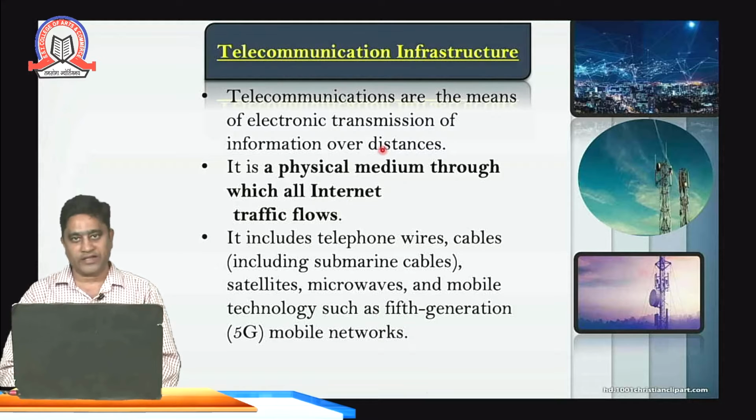The next part under e-commerce is telecommunication infrastructure. Telecommunication is the means of electronic transmission of information over a distance. It may be across villages, districts, or from country to country. It is a physical medium through which all the internet traffic flows. It includes telephone wires, cables including submarine cables, satellites, microwaves, and mobile technologies such as 5th generation mobile networks. In this slide, you can see these types of networks, whether through submarine cables, satellites or telephone wires.